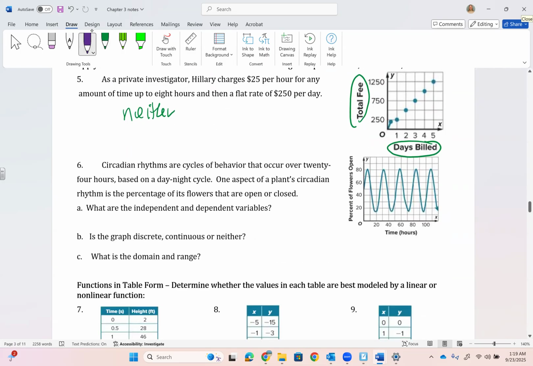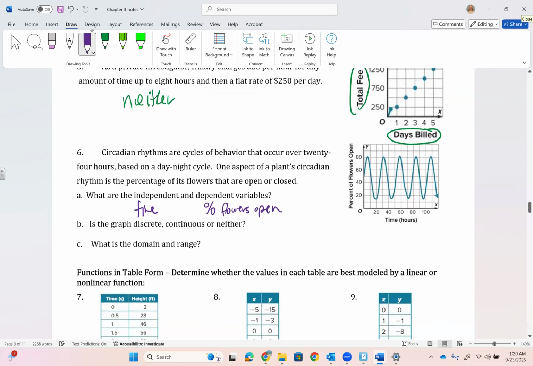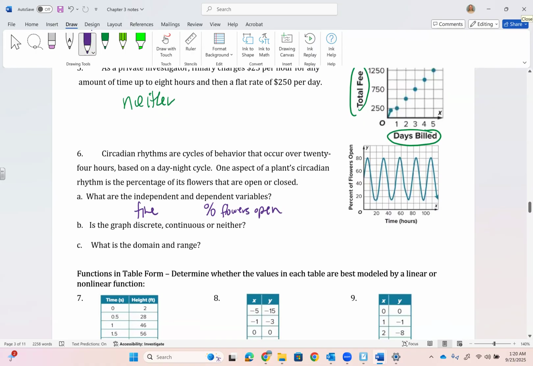Circadian rhythms. A plant has circadian rhythms, and the independent variable would be time. And then the dependent would be the percent of flowers open. Is it discrete, continuous, or neither? This would be continuous, because notice you can draw the whole graph, keep it going. The domain would be from 0 and bigger. And then the range, notice it stays between about 15 and 80.